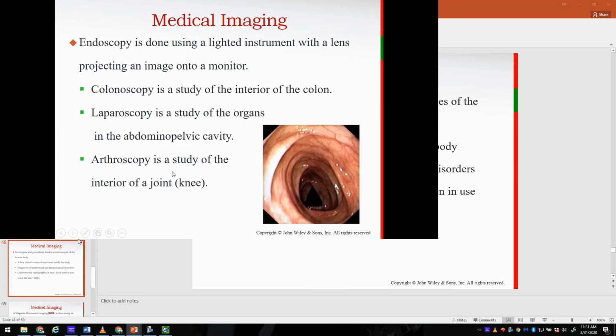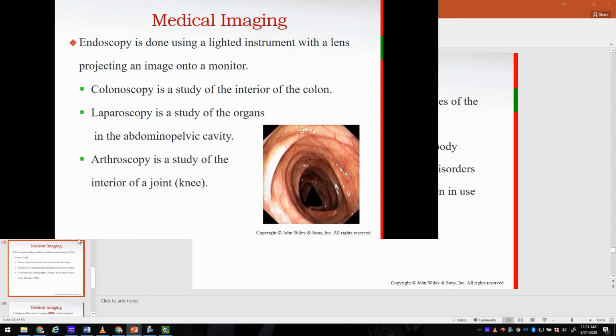Another form of medical imaging is endoscopy. This is basically a tiny TV camera in your body. This is done using a lighted instrument with a lens projecting an image on a monitor. Colonoscopies are done this way. They will actually insert the camera into the patient's colon and examine the colon to look for polyps, to try to cut off colon cancer before it becomes too bad.